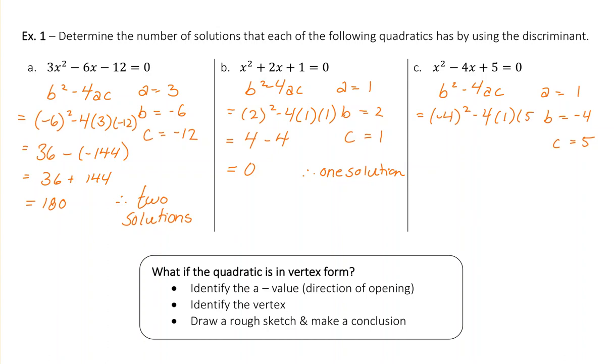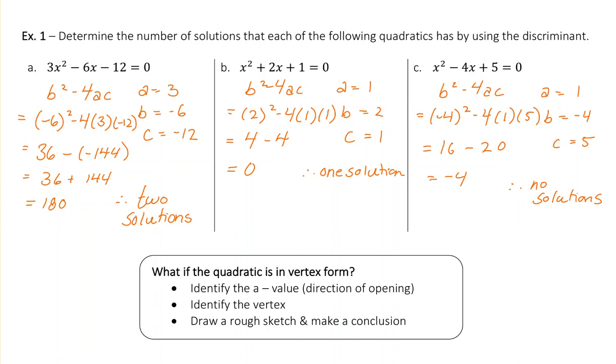Plug those values in as I'm doing here. Negative 4 squared is 16. 4 times 1 times 5, that's 20. 16 minus 20 gives you negative 4. Therefore, we have no solutions. That quadratic would not cross the x-axis because that value is less than 0.